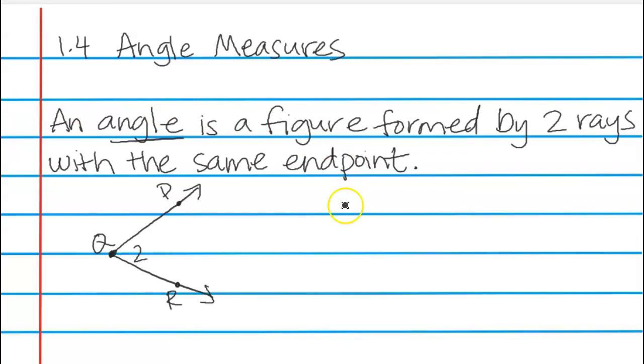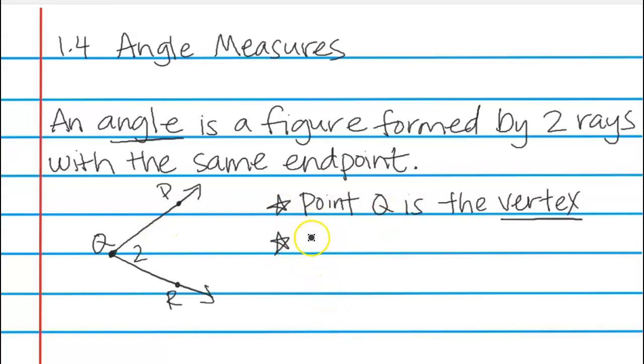And that point has a special name. That point is called the vertex. So we're going to write out point Q is the vertex. So it's that common endpoint of the rays. I also want to make another statement here and talk about those rays specifically. We have ray QP and ray QR. And these are the two rays that form the angle.